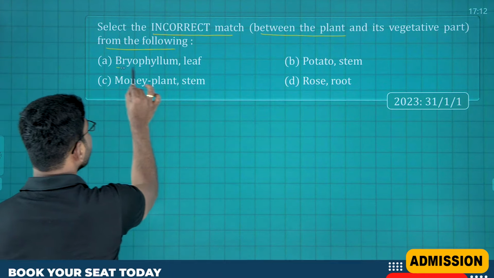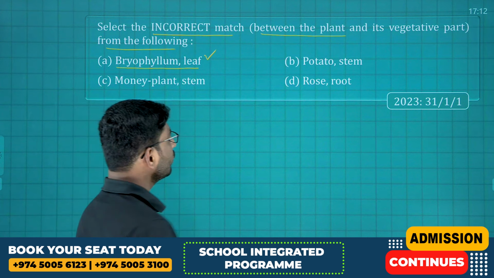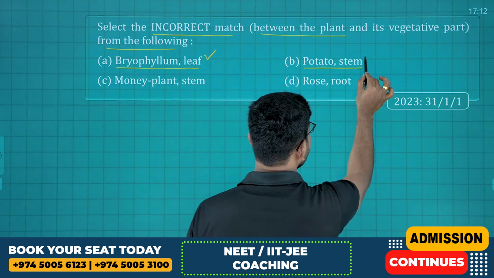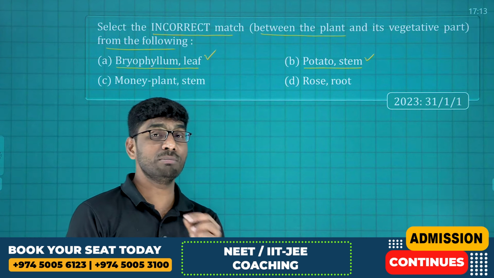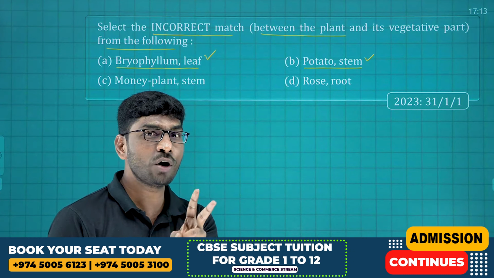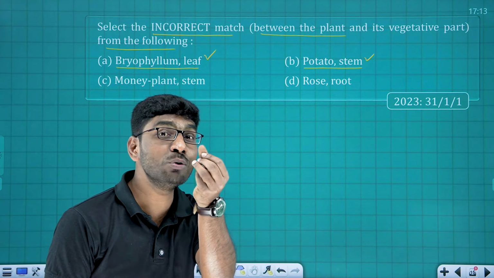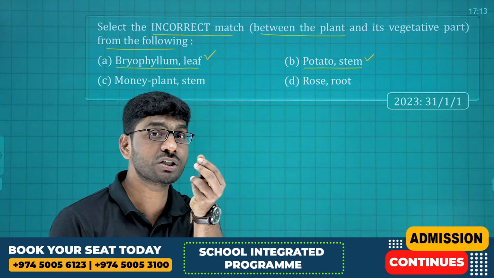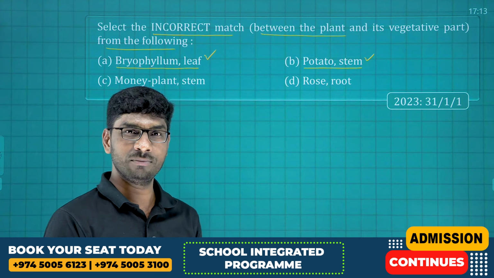Now, Bryophyllum leaf. Just now we discussed, right, sir? This is correct. Number 2, potato stem. Yes, potato is an underground stem. Do you remember in the chemical and neural coordination, the second chapter, neural control and coordination, when we discussed the plant hormones, potato sprouting is actually controlled by ethylene, I said, the gaseous hormone, right?